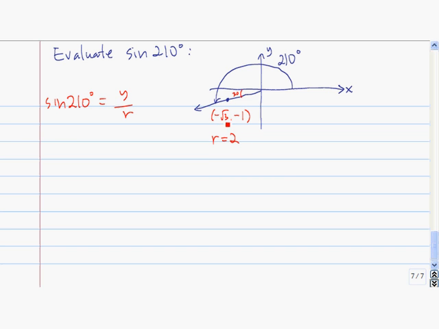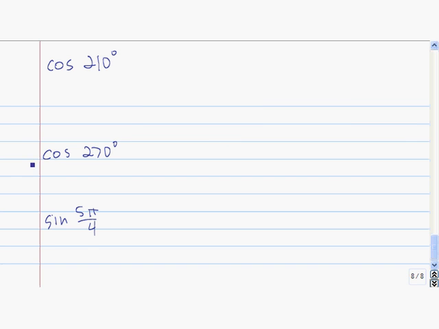Okay, so if we were to find it the other way using the square root of x squared plus y squared, we find that it's the square of negative root 3, which is 3, plus the square of negative 1, which is 1, so that's the square root of 4, which is 2. So sine of 210 degrees is the y-coordinate divided by r, so that's equal to negative 1 divided by 2. So sine of 210 degrees is negative 1/2.